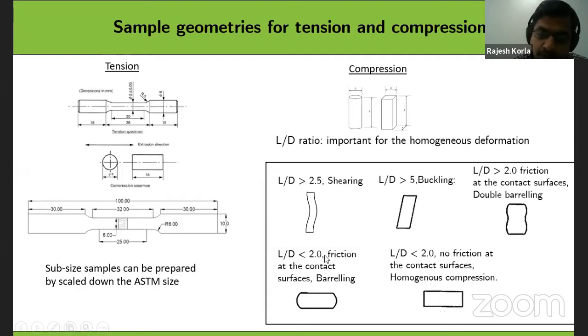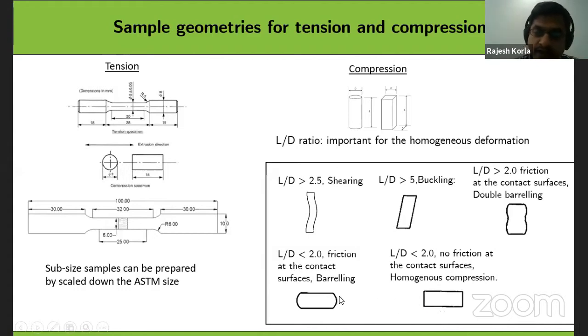If the L/D is 2.0 and friction is still there at the surface, then again there is no deformation at the top portion and the bottom portion of the sample. Most of the deformation is concentrated at the center portion, because the zones at the top and bottom are called dead zones, and you won't see any deformation there. This results in barreling. This is again a non-homogeneous deformation, and also not a proper way of doing experiments.